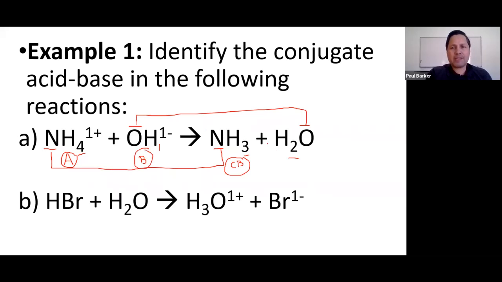So if this is a base, then this must be the opposite pair, the conjugate acid. So we have identified everyone here. I see the acid and base, which are always on the left-hand side, and the conjugate acid and conjugate base, which are always on the right-hand side. All right, now let's take a look at B.